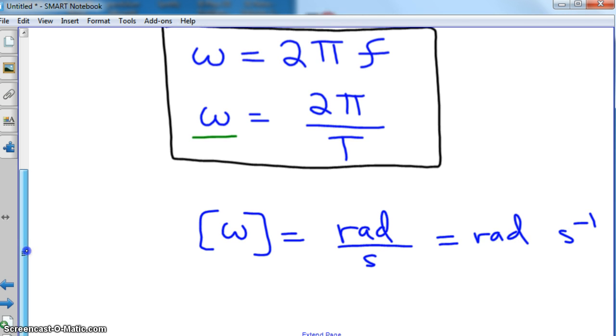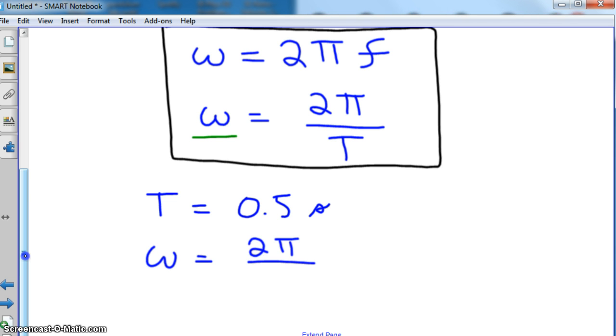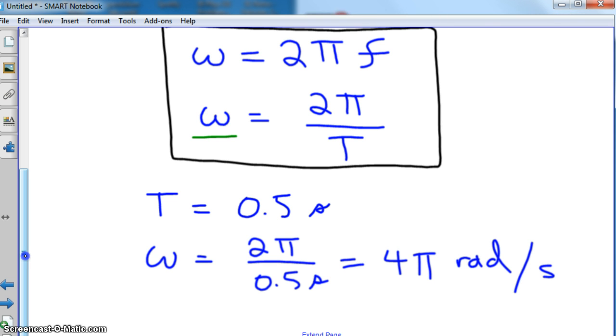So after we solve a problem, if we are given that the period of oscillation is, let's make it easy, 0.5 seconds, find the angular frequency. You would say, okay, the angular frequency is 2 pi over the period, 0.5 seconds. And of course, we could write this as 4 pi, and then we would just tack on radians per second, or radians second to the -1.